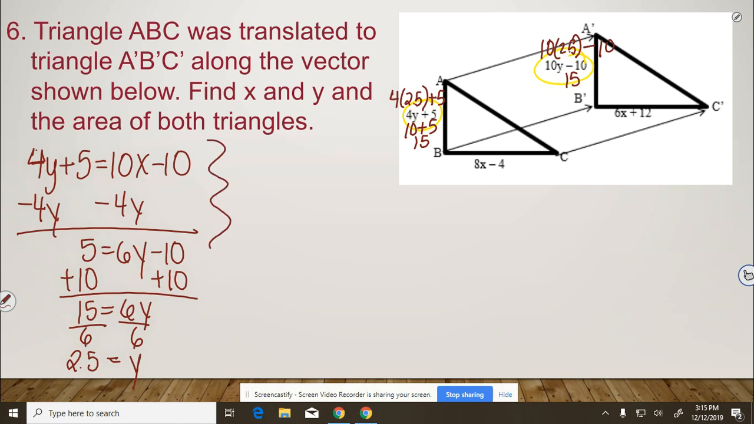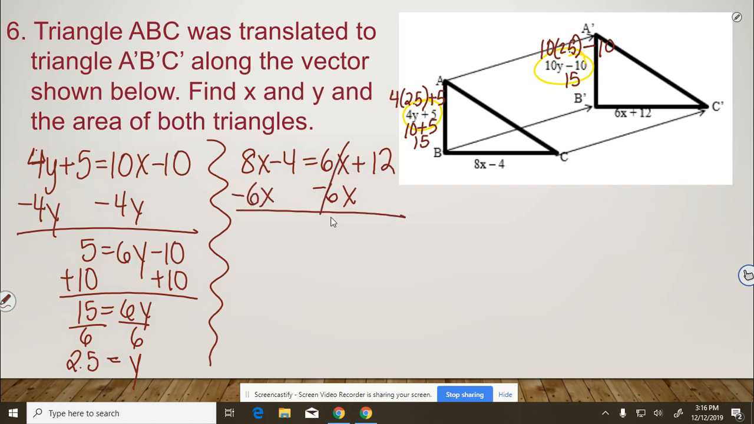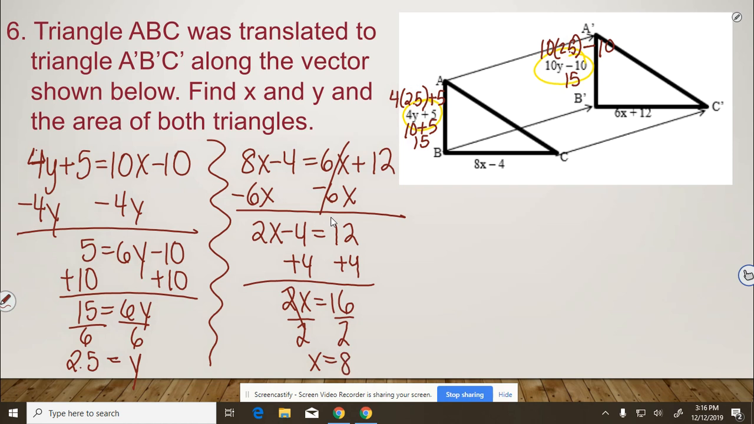Okay, then we have to do the same for the x's. So now we have 8x minus 4 equals 6x plus 12. We subtract 6x from both sides. So 2x minus 4 equals 12. Then we can add 4 to both sides. So 2x equals 16. And then divide by 2. So x equals 8. Then plugging that in, 8 times 8 is 64, minus 4 makes this side 60. Then over here, 6 times 8 is 48, plus 12 is also 60.